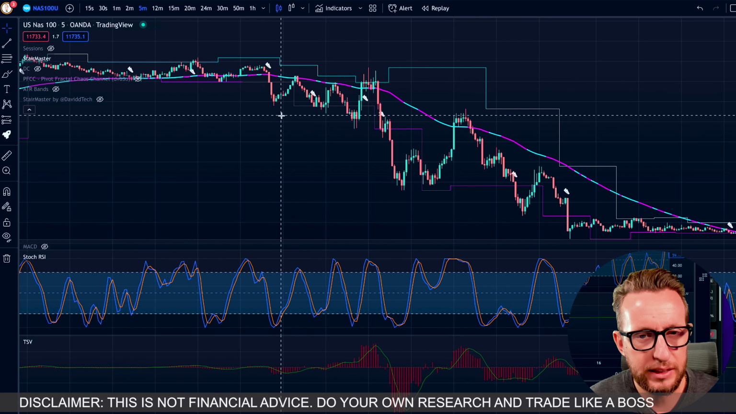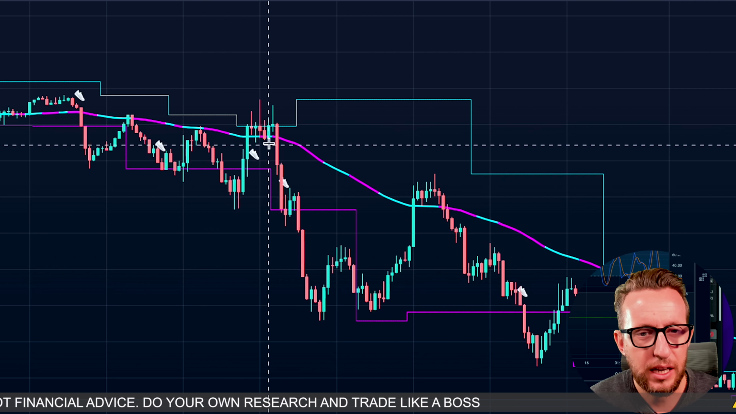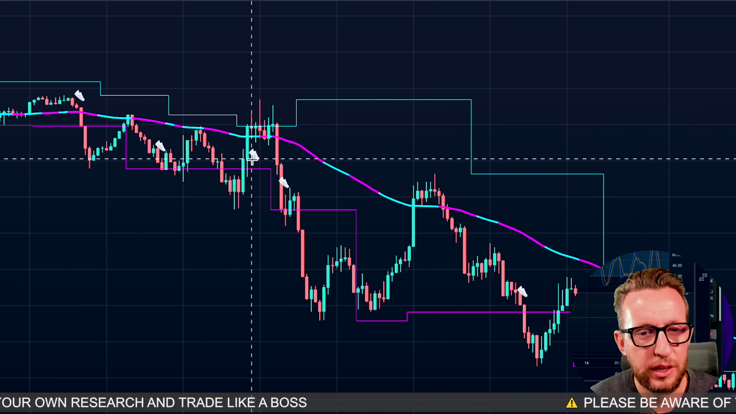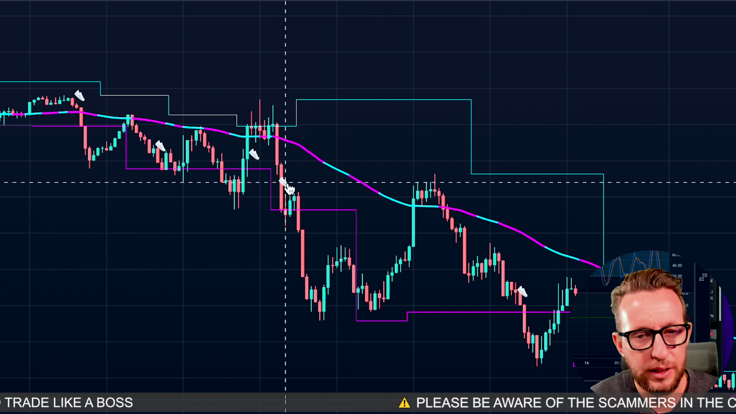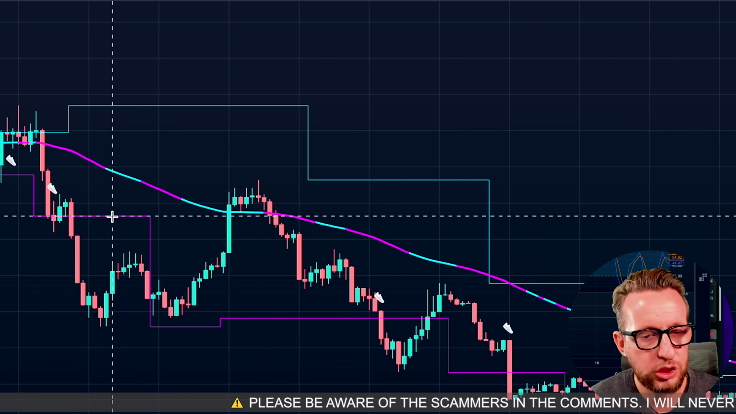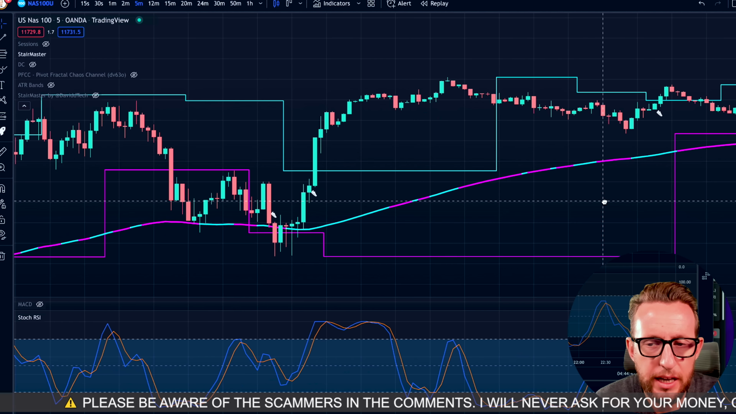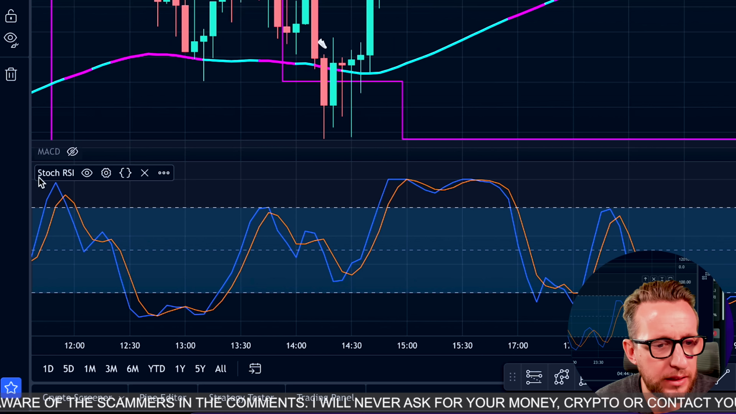So there are our entries. What happens here is when price comes and breaks above the higher channel, we're looking for a long, and when we come down and break below the lower channel, these sneakers show up and we have our short. Okay, so let's have a look for a long entry and all the confirmation that we're looking for in the long entry. And I have also added the stock RSI here.